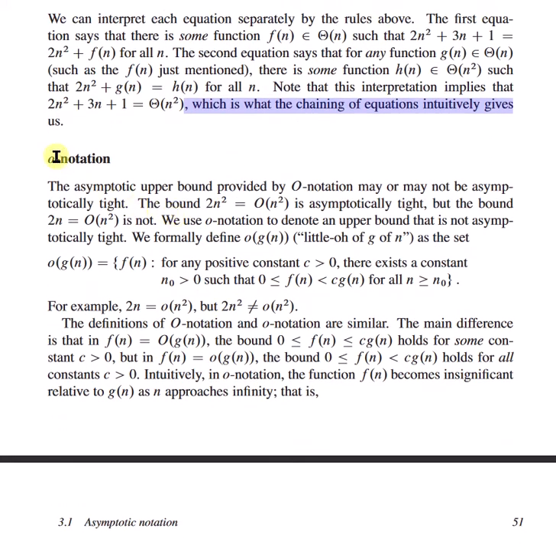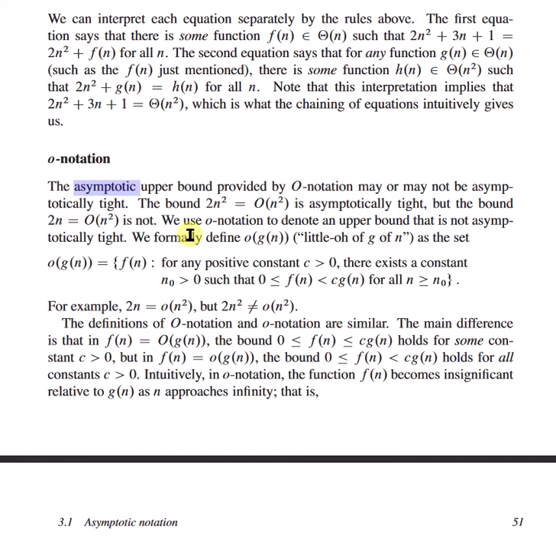Little o notation: this is a small o when compared to the big O. The asymptotic upper bound provided by the big O notation may or may not be asymptotically tight. The bound 2n square equal to big O of n square is asymptotically tight, but the bound 2n equal to big O of n square is not. We use small o notation to denote an upper bound that is not asymptotically tight.